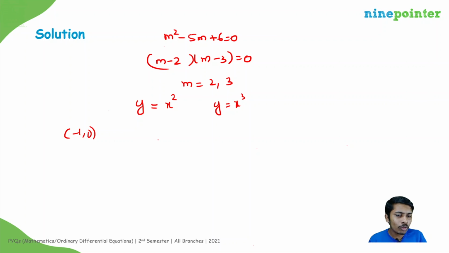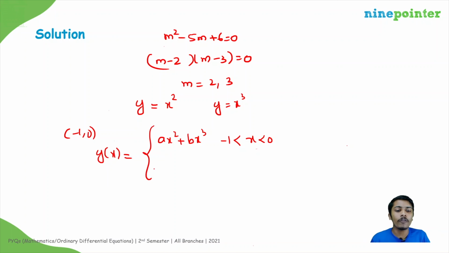So in that interval, what will the solution look like? The general solution will look like ax square plus bx cube when the value of x is between minus 1 and 0. Okay, this is the form of the solution. And similarly, in the interval 0 comma 1 the same thing would work, but we will have cx square plus dx cube. The only issue is with the point 0. As of now, we don't have any solution for the differential equation at x equal to 0.